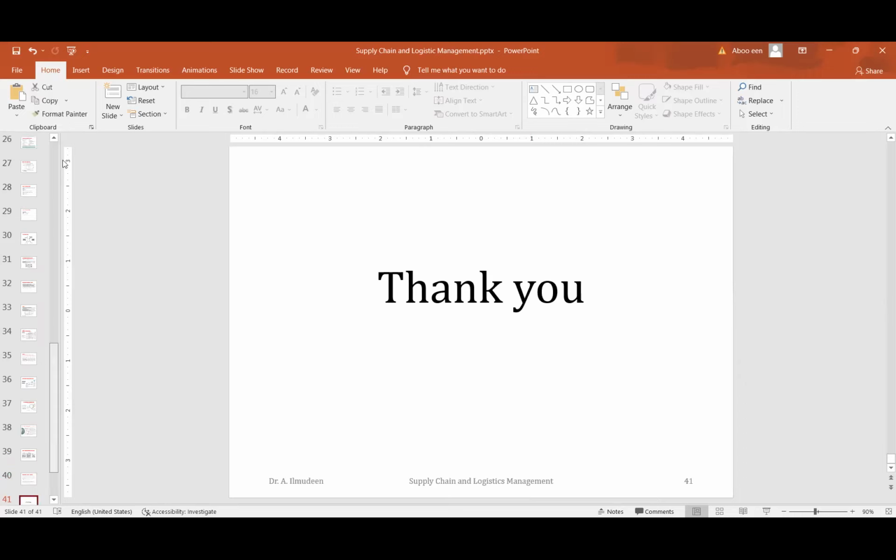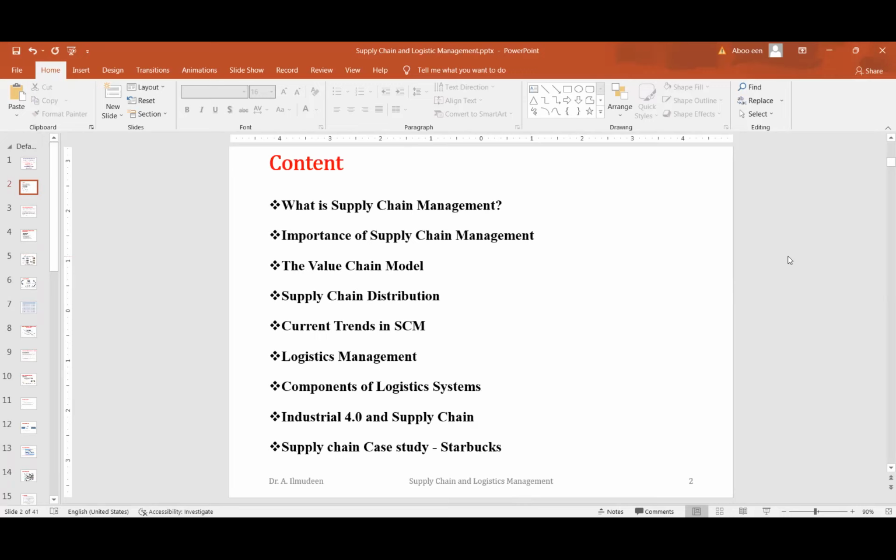So today we looked at the supply chain management system and the importance of the supply chain management system. And we looked at the value chain model. In the value chain model, we looked at primary activities and supporting activities. And this value chain model can be grouped into three major enterprise level systems, such as the supply chain management system, customer relationship management system, and ERP systems.